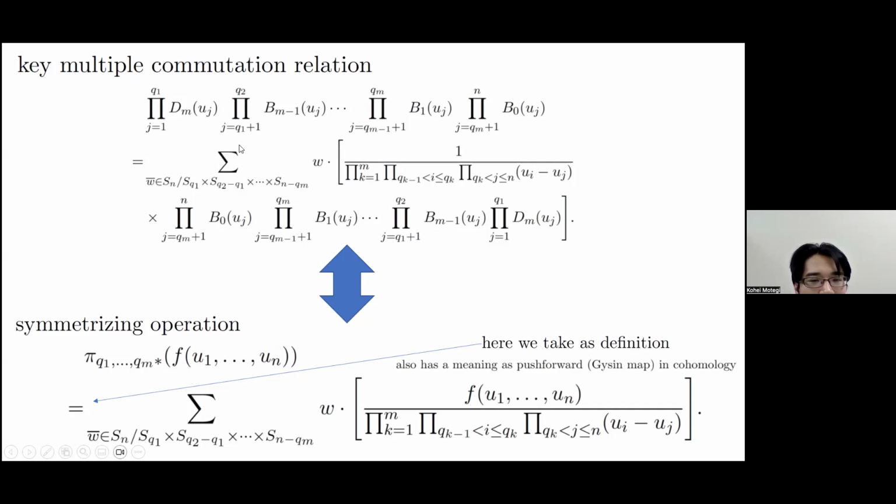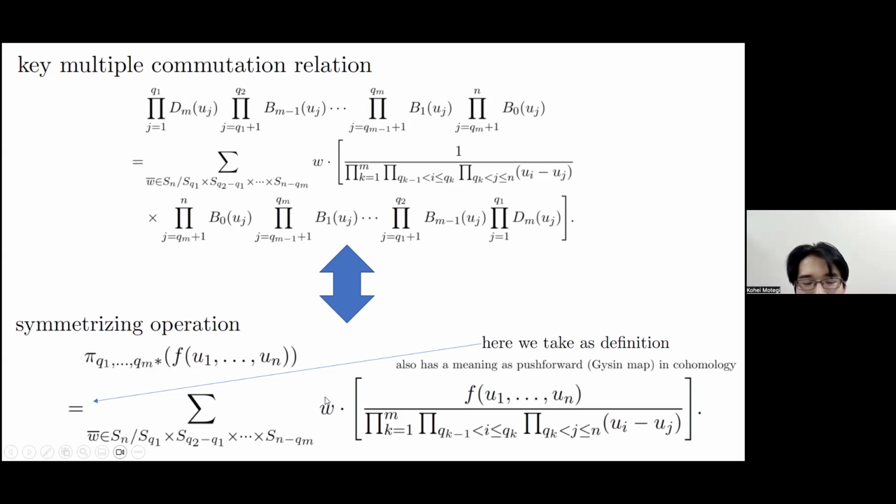Keeping this commutation relation in mind, I now define this symmetrizing operation. For a function of u1 to un, I define this symmetrizing operation as pi q1 qm star.